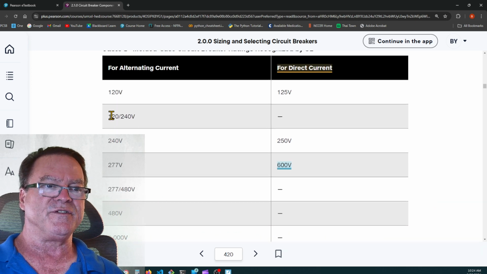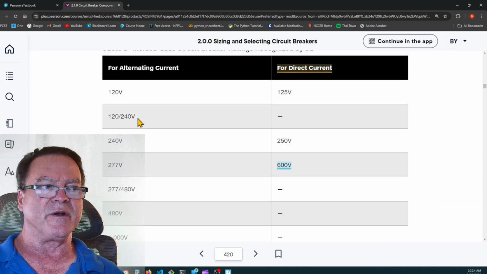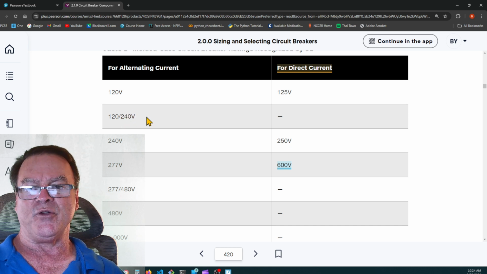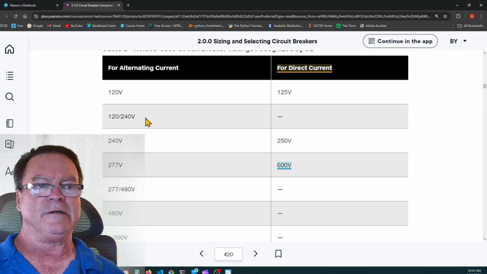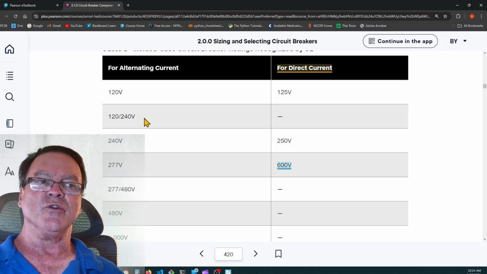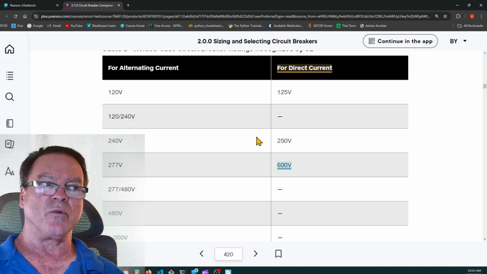If you've got 120/240, you can use a 2-pole circuit breaker that's rated at 250 volts, and you can hook up your water heater. It doesn't have a neutral. You just bring 2 hots and a ground.